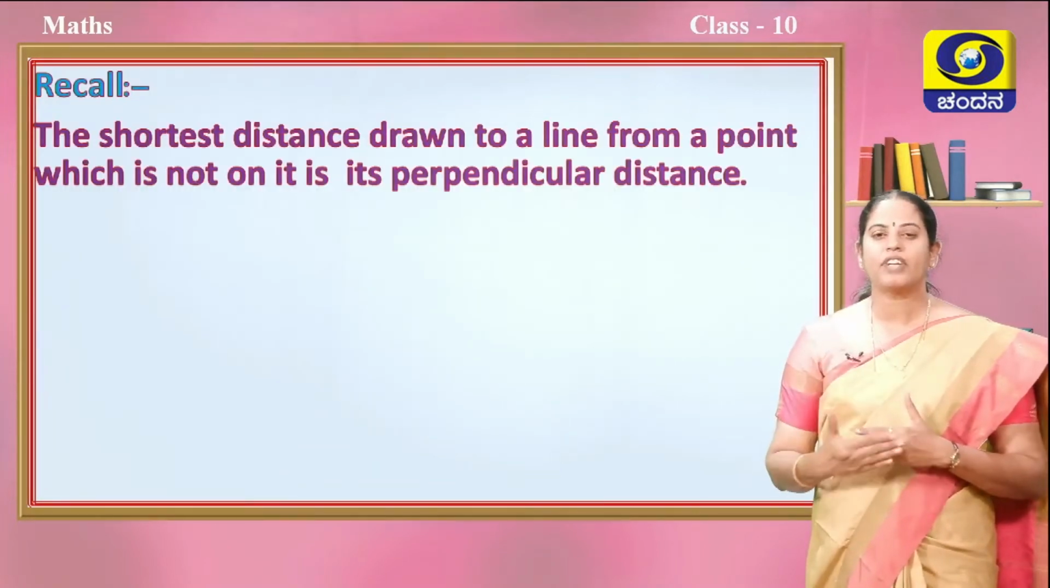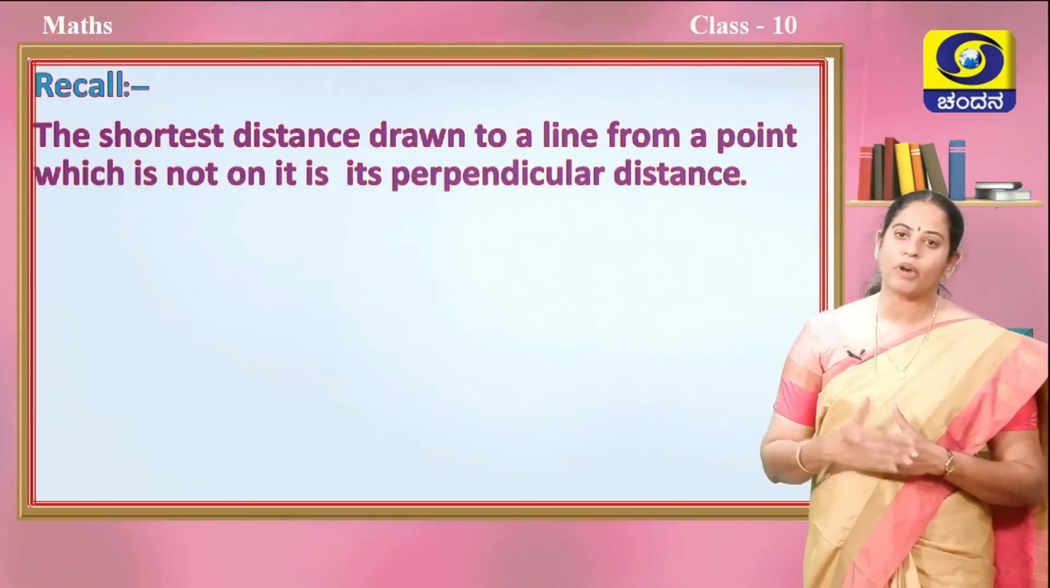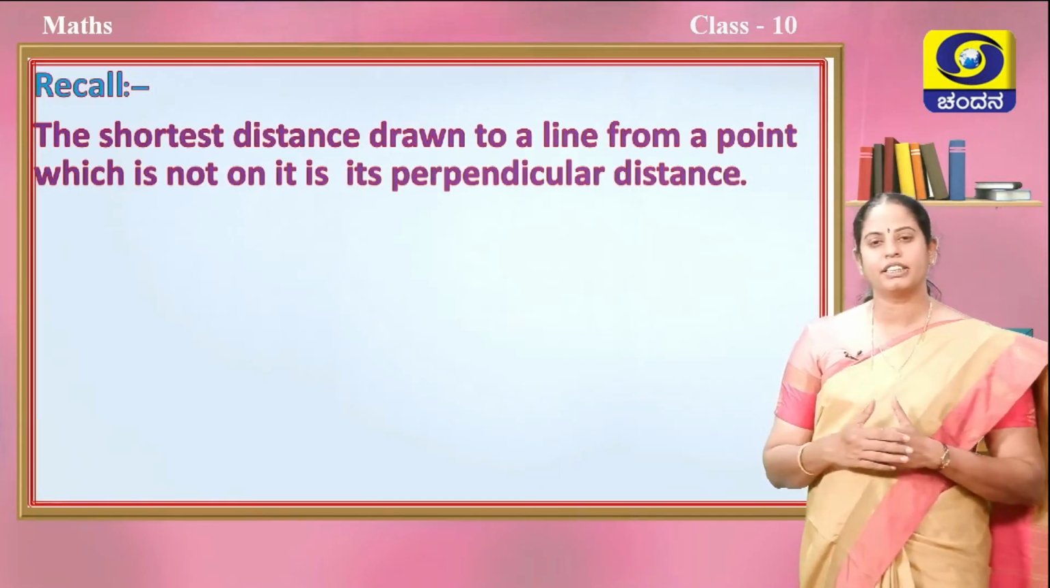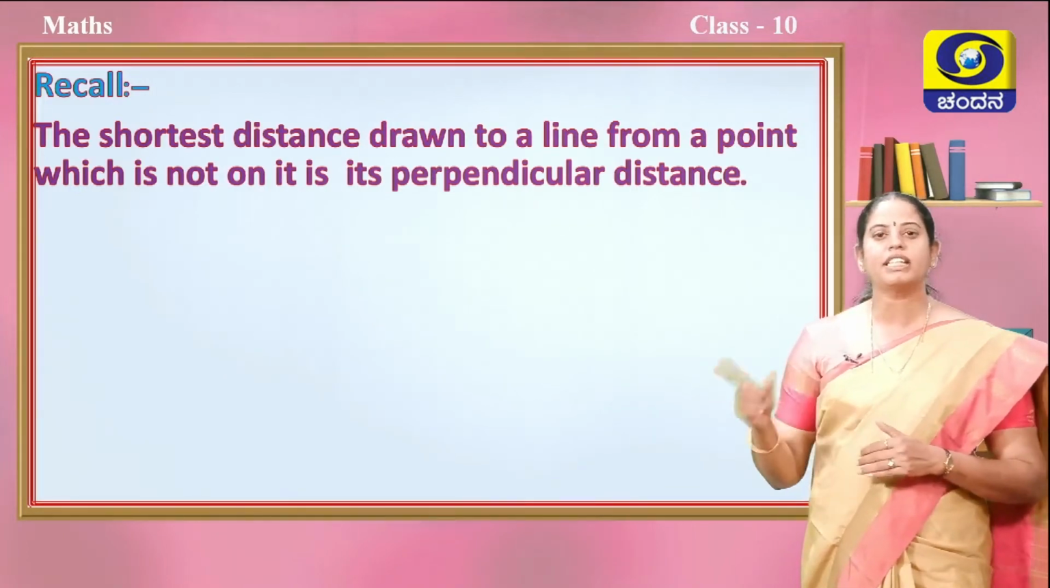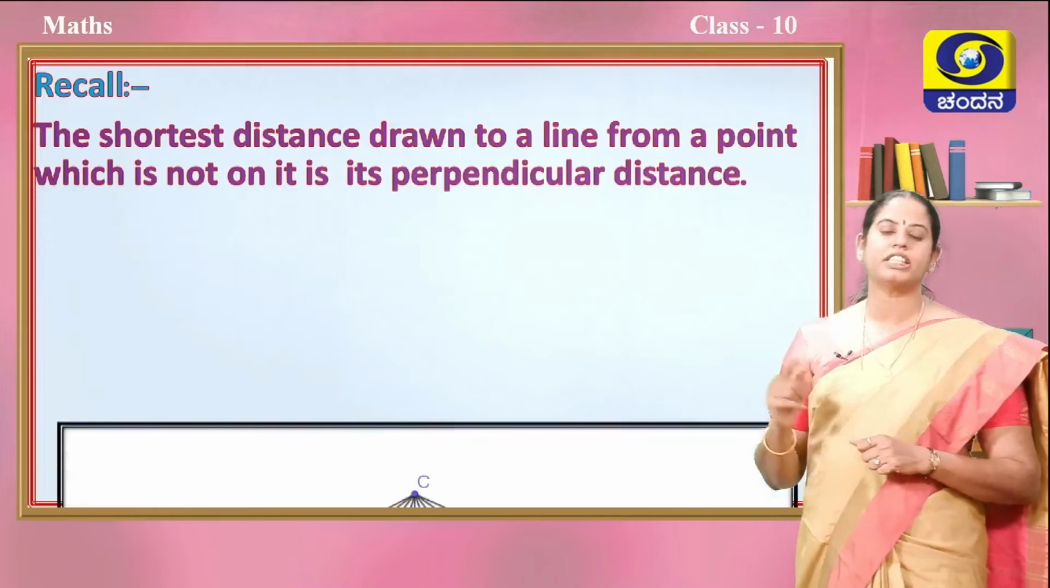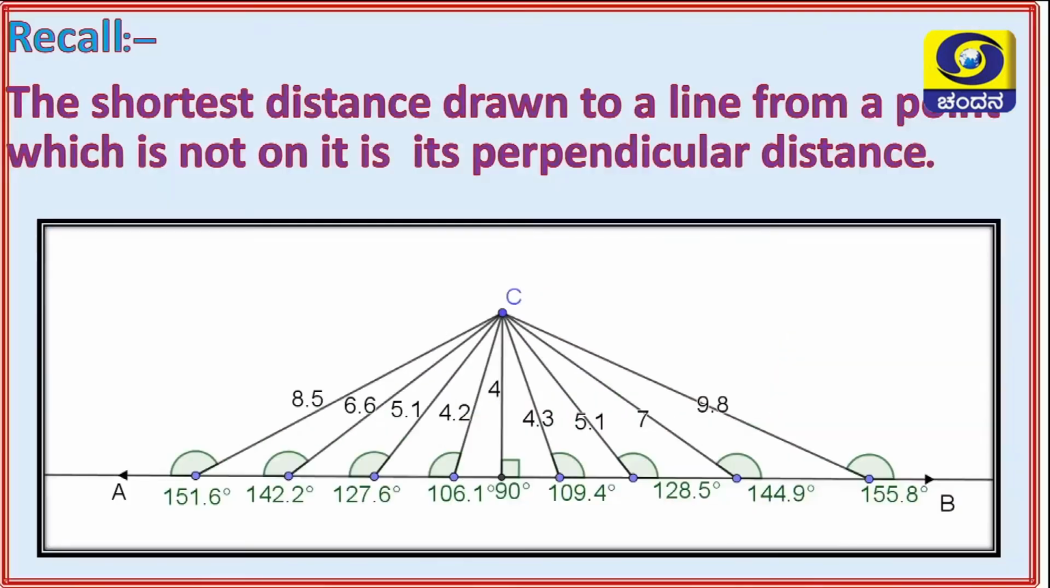Let us recall one concept to understand the properties of tangents to the circle. What is that concept? We have studied this concept in the 9th standard. Observe in this figure, I am drawing a line from C to the straight line AB. If you observe, that line I have drawn is making an angle with the straight line AB.